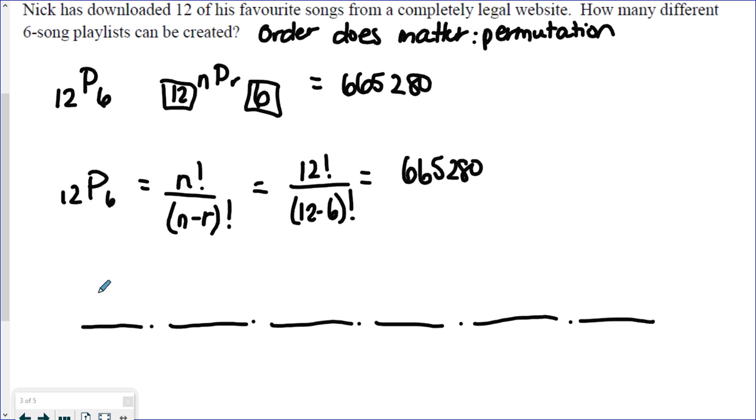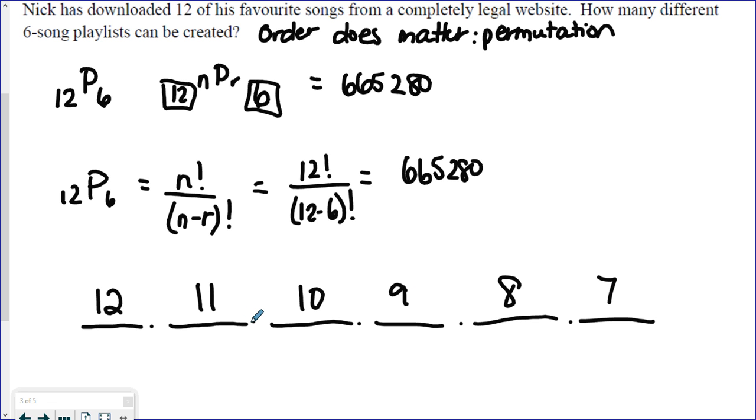You guys are all right, you're so smart. 12 songs could be in the first place, right? He has 12 songs to pick from. Now he doesn't want to repeat, that's no fun in a playlist. So he could have 11 songs in the second position, then 10, then 9, then 8, then 7.